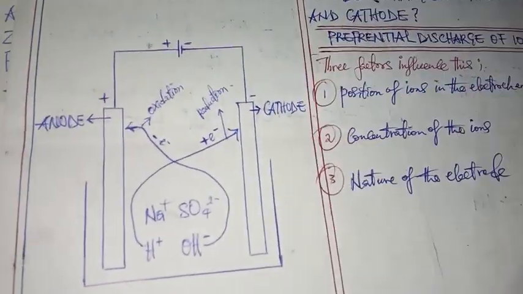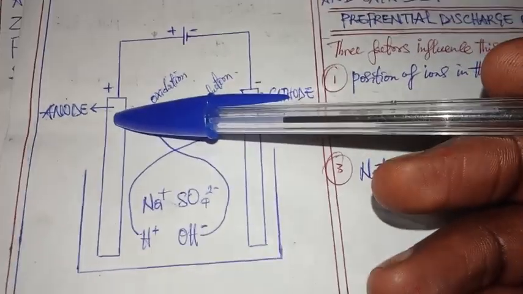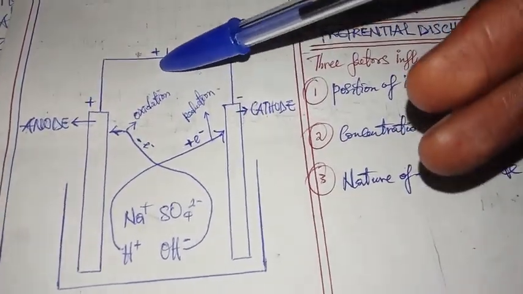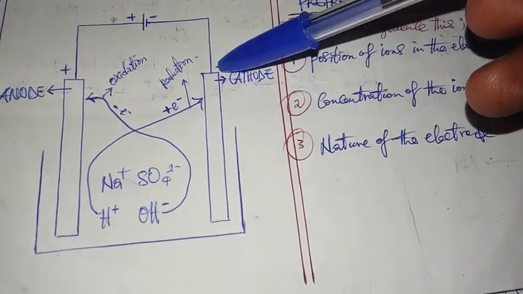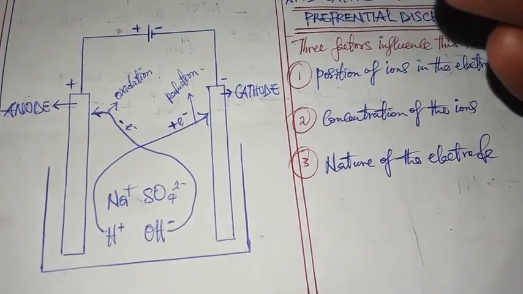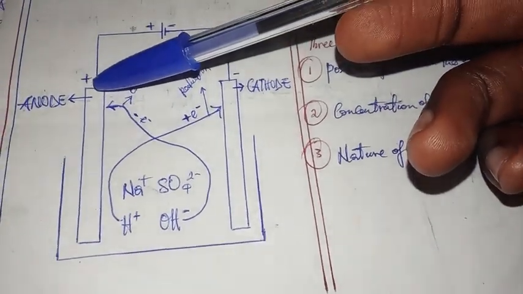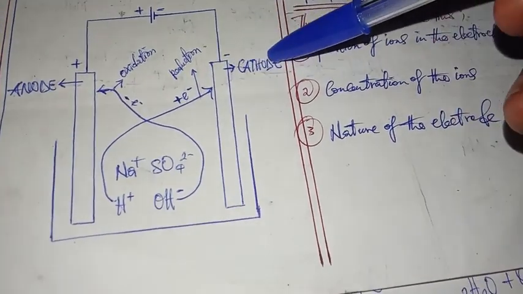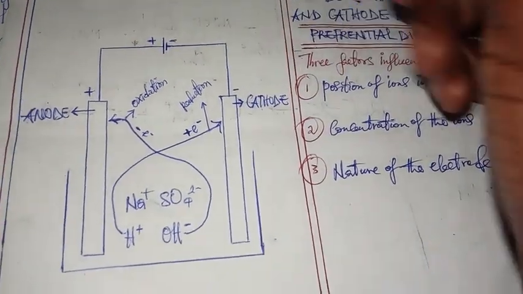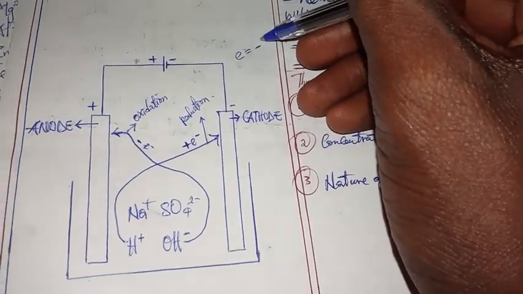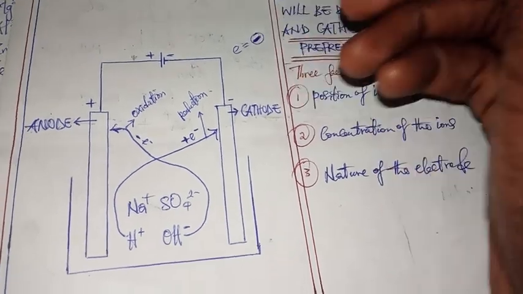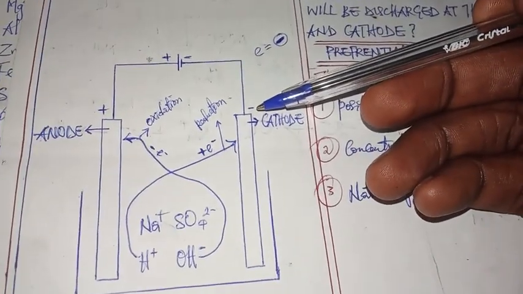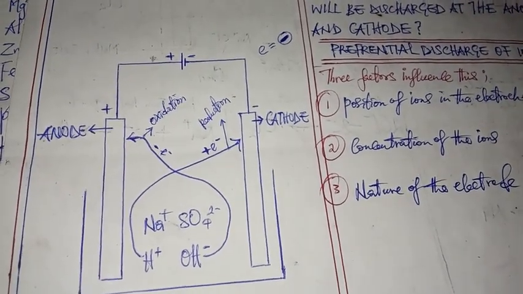Now, what is going to happen? We have two electrodes, the anode and the cathode. The anode is positive because it is connected to the positive terminal of the DC source, while the cathode is negative because it's connected to the negative terminal of the DC source. Now, anything moving to the positive is going to lose electron. Anything moving to the negative is going to gain electron. Electron is negative. So if something is positive, that means it is deficient of electron. If something is negative, that means it has a high affinity for electron.